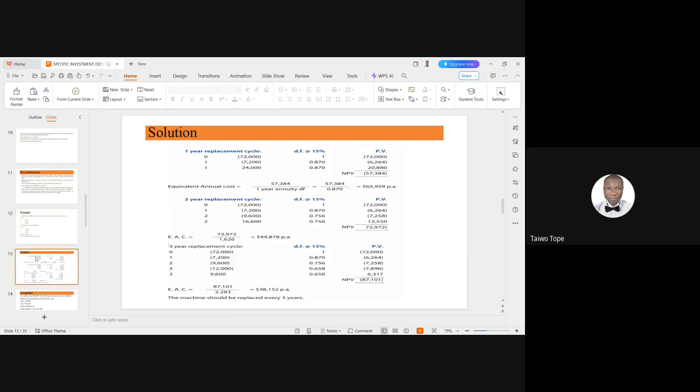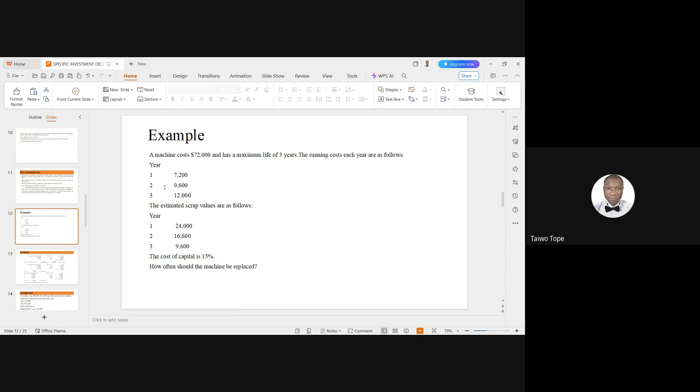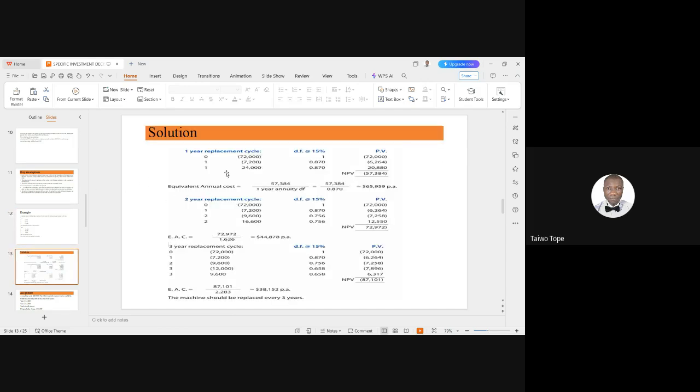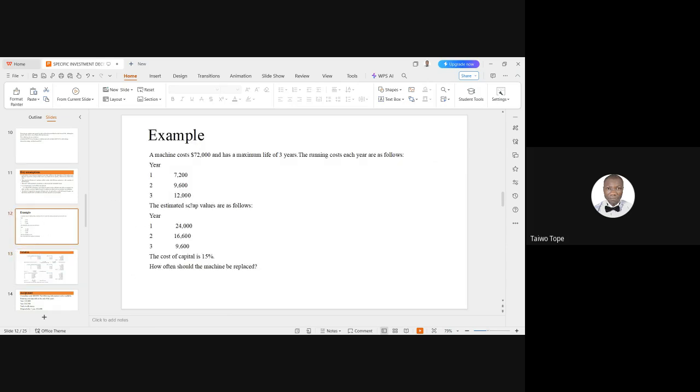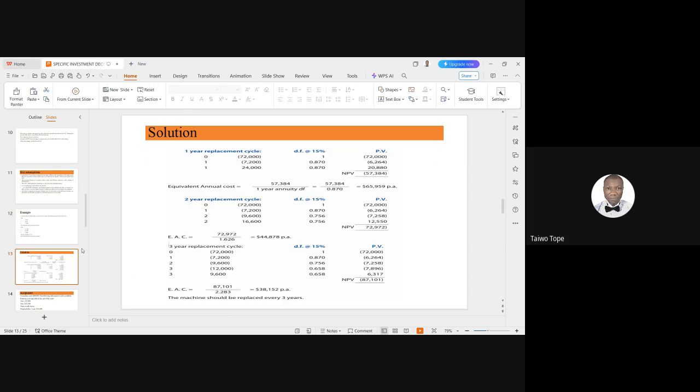So let's look at the solution. Year one replacement cycle. The cost of the machine is 72,000. The running cost is 7,200. All these are outflows. Now, the scrap value, which will be an inflow in year one, the estimated scrap value will be 24,000. This will be an inflow. That is the resale value.